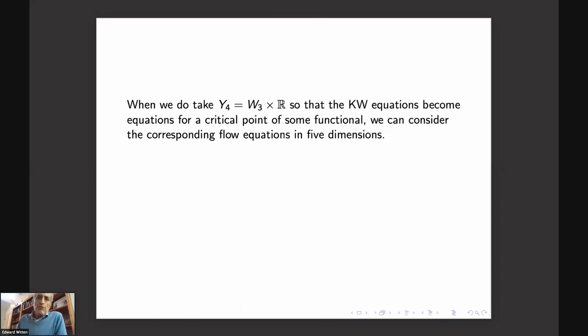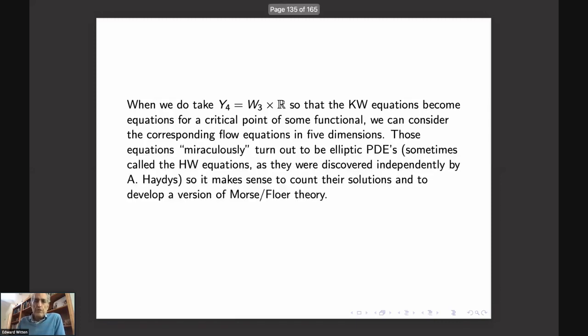So when we do take Y4 to be W3 times R, so the KW equations become equations for a critical point of some functional, we can consider the corresponding flow equations in 5 dimensions. They, quote, miraculously, unquote, turn out to be elliptic PDEs. They were also discovered by Andre Haydas and are sometimes called the HW equations. Since they're elliptic PDEs, it makes sense to hope to count their solutions and to develop a version of Morse-Floer theory, which would be the categorification.